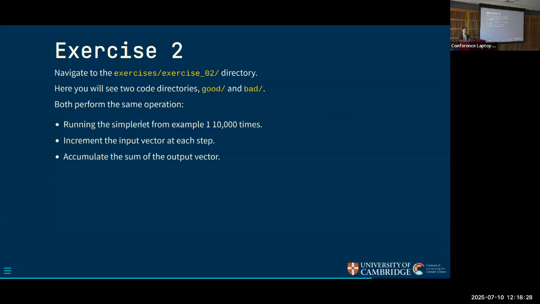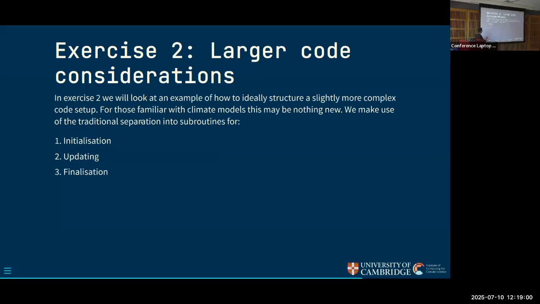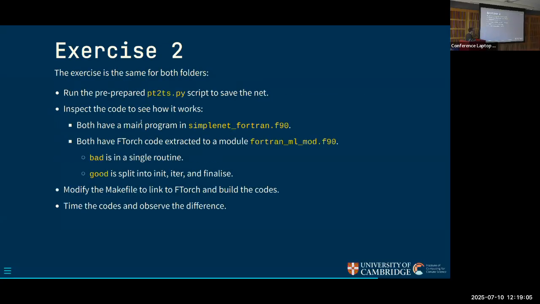So in exercise 2, we're going to see this in practice. What this is going to do is take the simple net example we've already had, but instead of just running it once, we're now going to run it, I think, 10,000 times or 100,000 times, and we're going to increment that tensor input with each iteration, store the results up and do a sum over them at the end. We're going to do this the bad way first, just by taking the code from example 1 and doing it. And then we're going to do it the good way with this initialization, reading in just once, updating every step, and then finalization just once at the end.